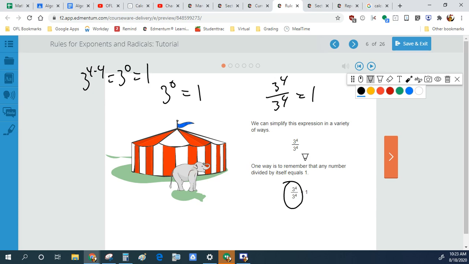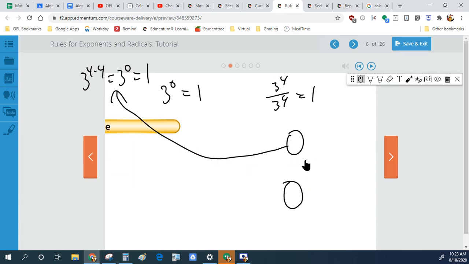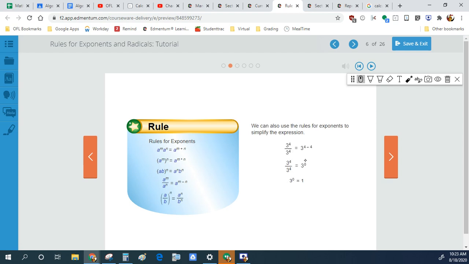That means that's 1. So it's easy for us to see why this is 1, but sometimes we forget that this is also 1. It's the same thing, same lesson. So here they're explaining that it's the same thing because we are subtracting it.